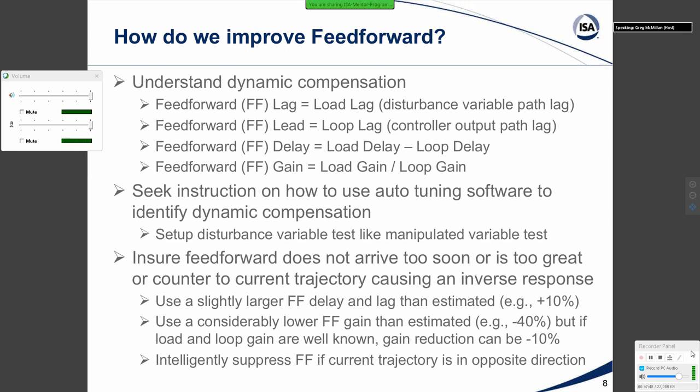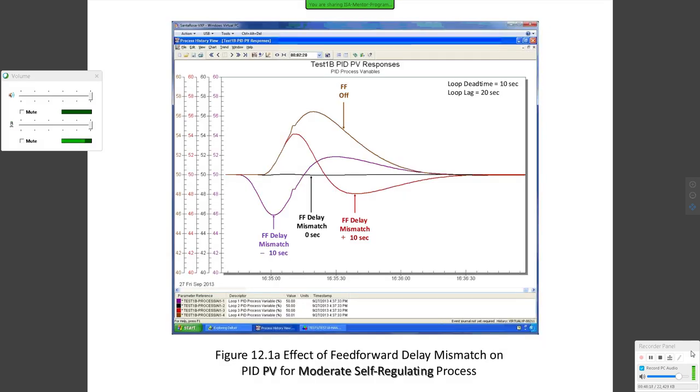So this last thing I added: intelligently suppress the feed forward if the current trajectory is in the opposite direction of what the upset is causing. And so you don't want to make things worse by then using feed forward.